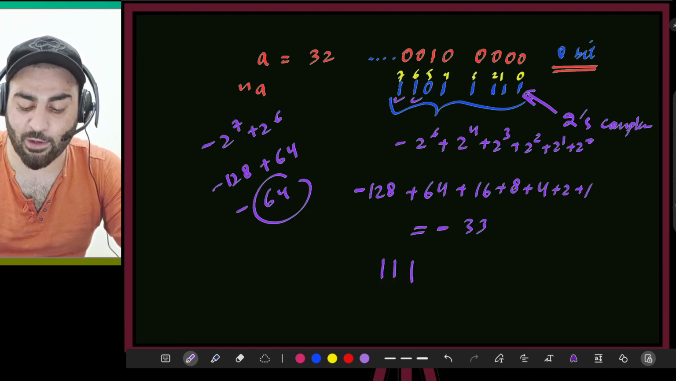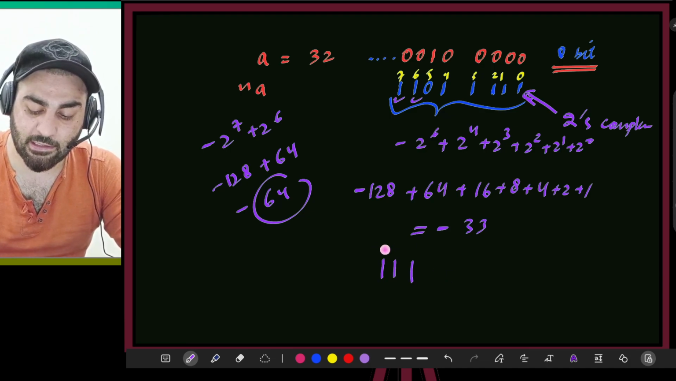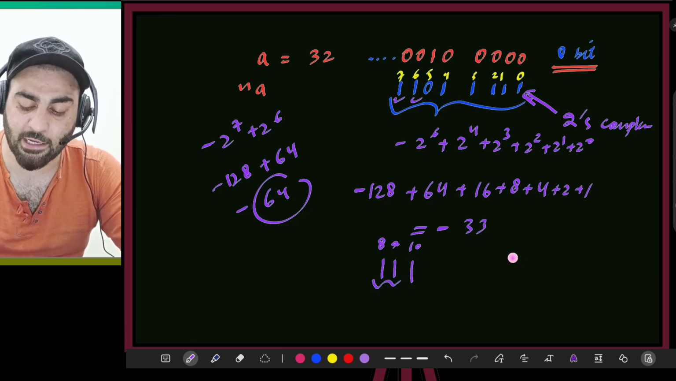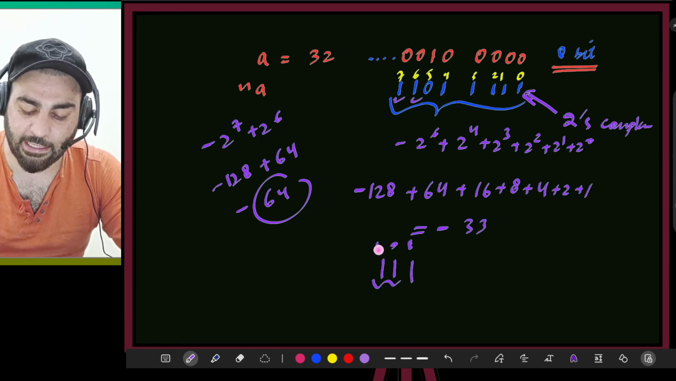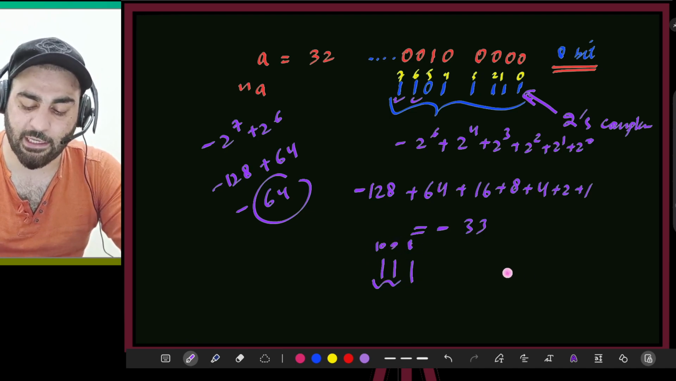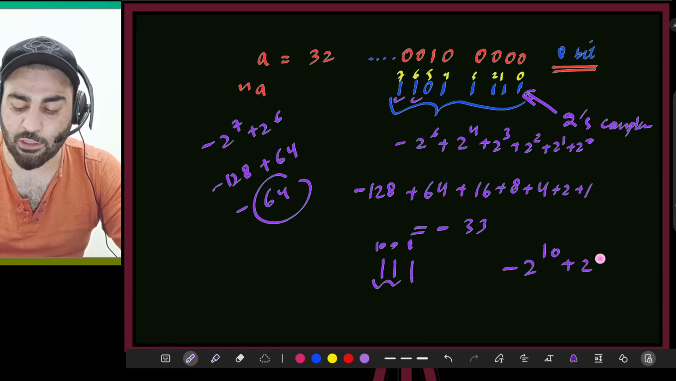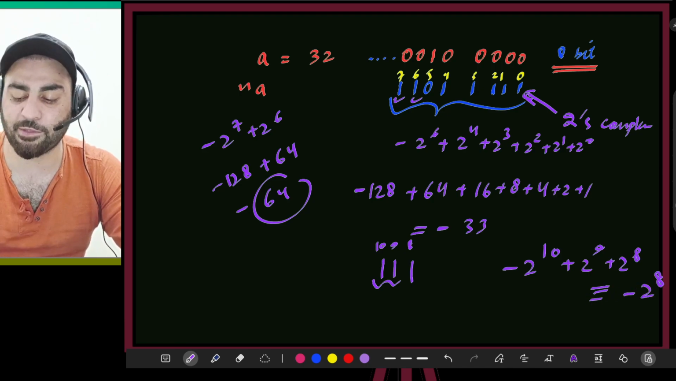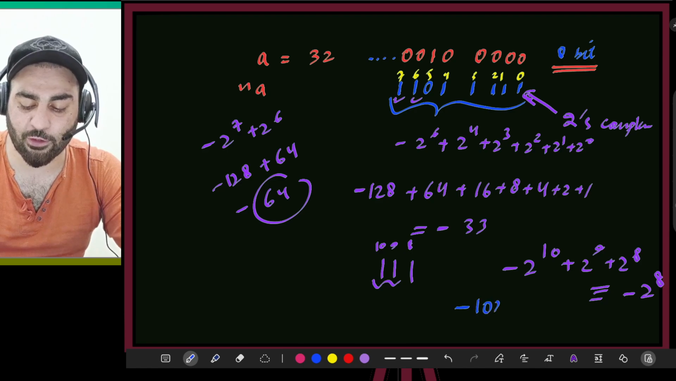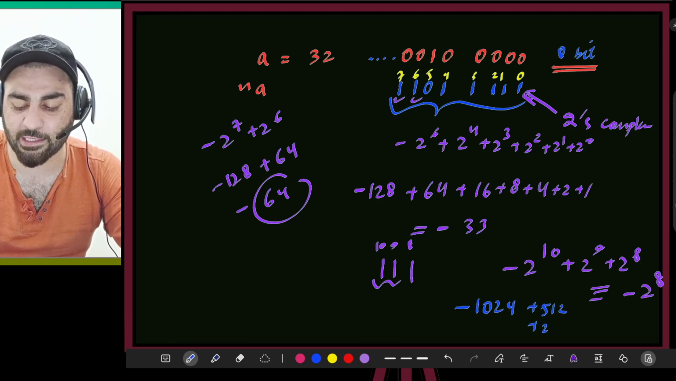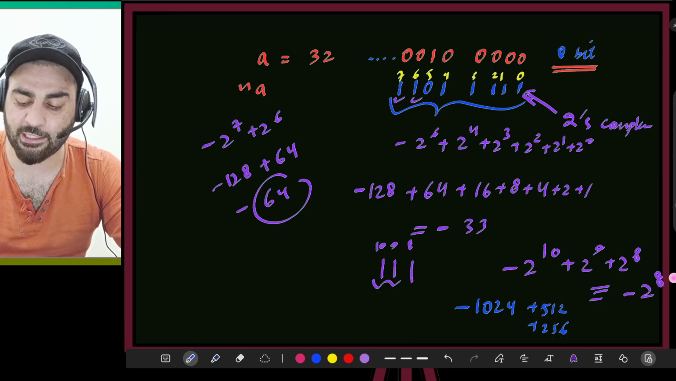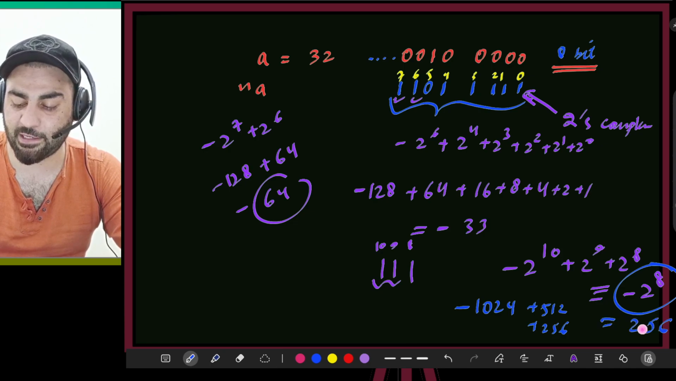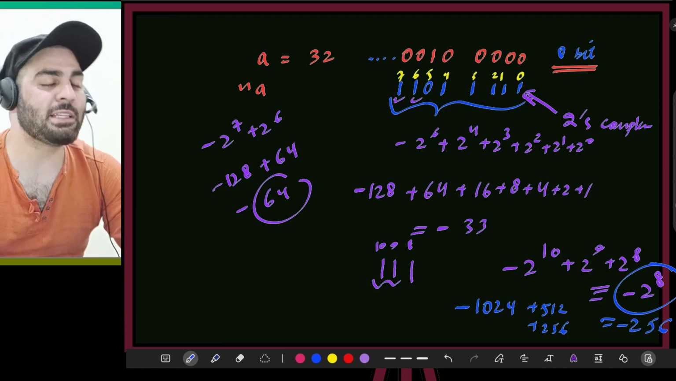If I have, let's suppose, 1 1 1, let's suppose the 8th bit, 9th bit, 10th bit, what I'm saying is you can remove these two bits and just start from here. The formulation is actually minus 2 to the power 10 plus 2 to the power 9 plus 2 to the power 8. I'm saying this is equivalent to minus 2 to the power 8. Why? Because minus 1024 plus 512 plus 256 gives you minus 256. That's why in 2's complement, these leading ones don't matter.